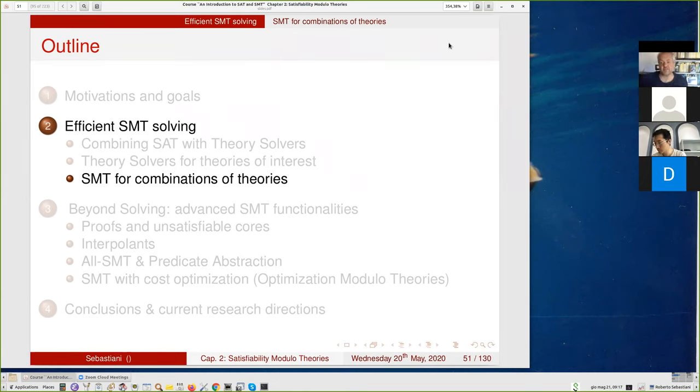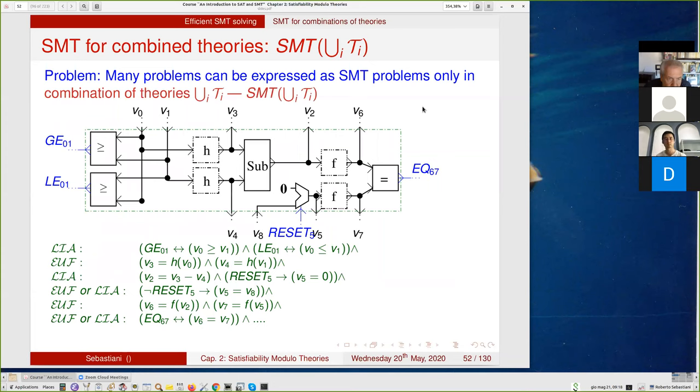We have a specific solver being able to solve problems for a single theory, and we want to see how we can deal with the formulas which involve many of such theories, how to combine those solvers. Okay, notice that very often the solvers are of very different nature. So for instance, if you combine arrays with arithmetic, arrays is a purely automata reasoning device, whereas the theory solver for linear arithmetic is typically a numerical device. So some procedures are very different in nature, so to say. Okay, so the idea is that in general, many problems may be expressed as SMT only in combinations of theories.